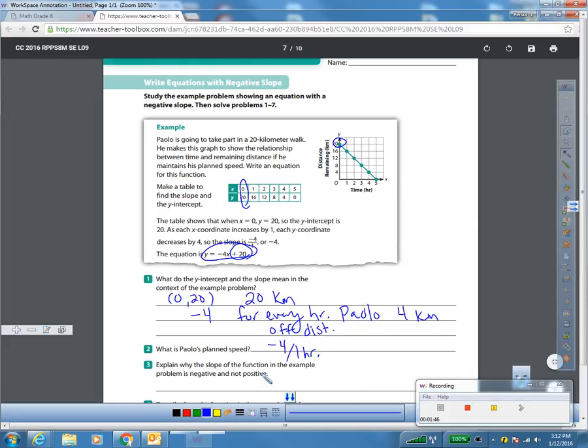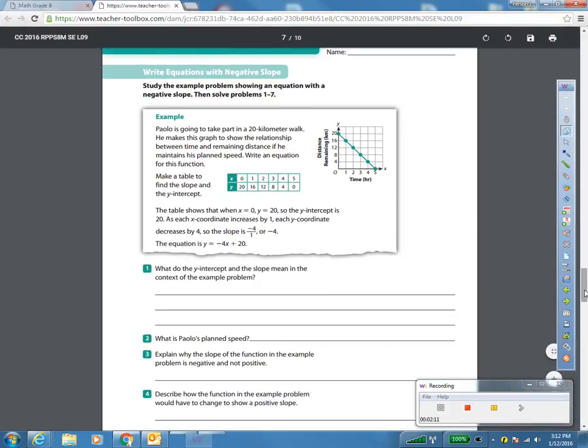And then explain why it's negative. We kind of already stated that because the remaining distance is going down by 4 kilometers for every hour. So you would explain that this is a negative slope because you're taking off 4 kilometers from the distance per hour. I'm going to go ahead and scroll up so you can see the remaining part of that problem.